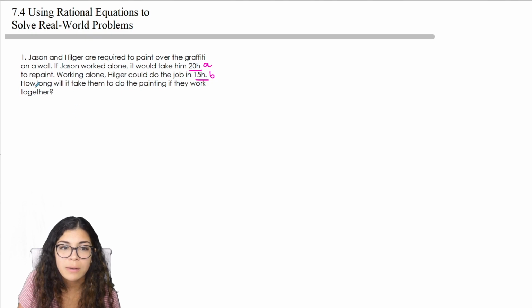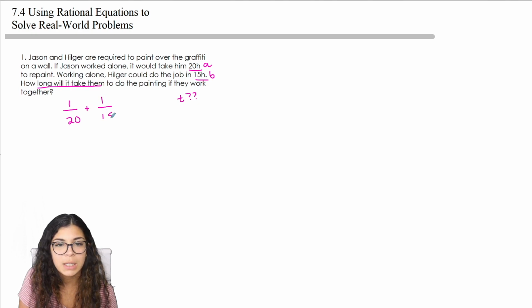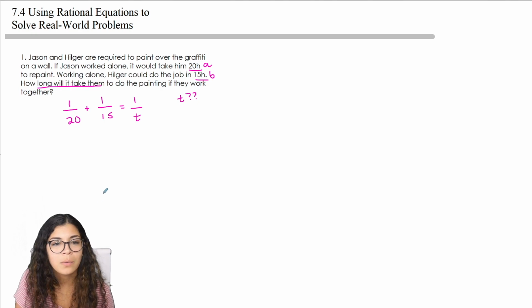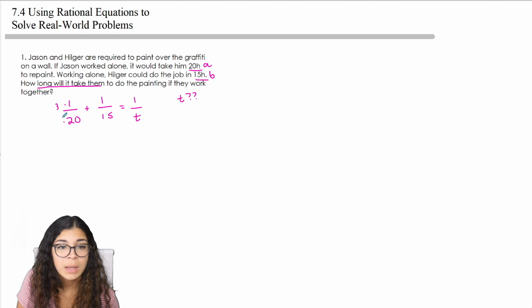Okay, so now we're just looking for what is the time, right? What is T? We're looking for T here, okay? So 1 over 20 plus 1 over 15 equals 1 over T. All right, so let's combine these two fractions together. We're going to need a common denominator, okay? Now the least common multiple here is 60. So I'm going to multiply this fraction by 3, and I'm going to multiply this fraction by 4. That way, the denominator here will be 60, and the denominator here is also 60. Okay, 4 times 1 is 4.